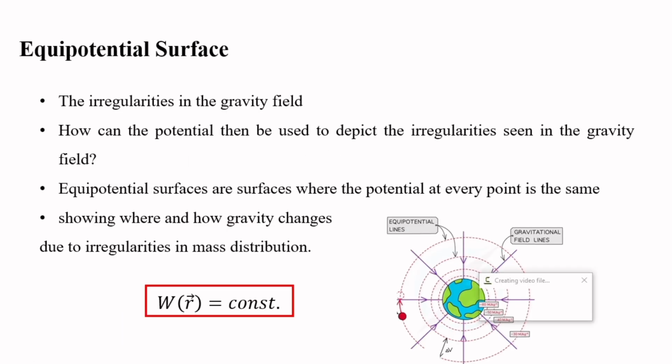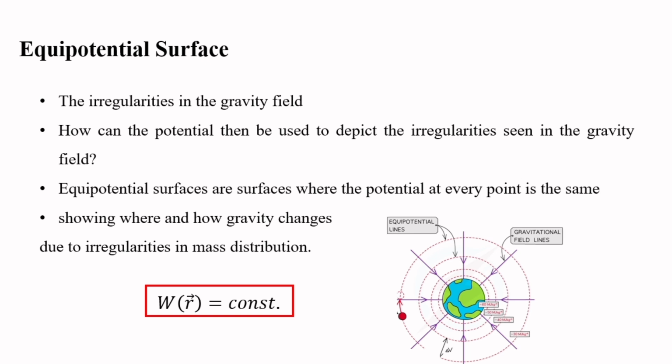Now, the question is, how can this potential be used to show the irregularities seen in the gravity field caused by mass distribution? The answer is the potential can be used to depict the irregularities in the gravity field by analyzing its equipotential surfaces and lines of force. The gravity equipotential surface is defined as a surface where the gravity potential is constant, meaning that the gravity force is always perpendicular to this surface at any point.